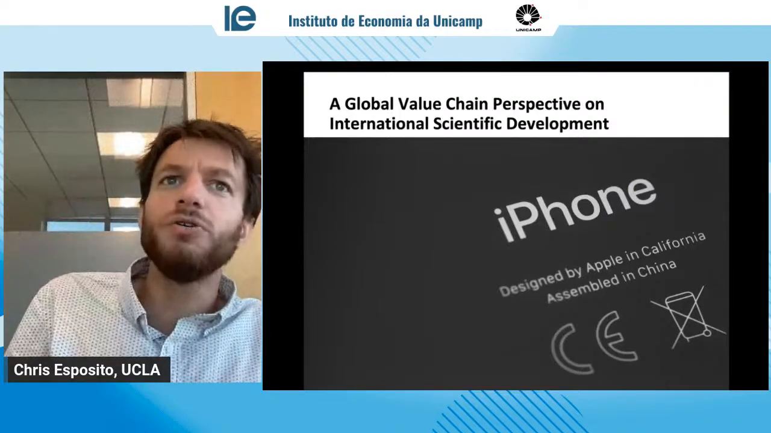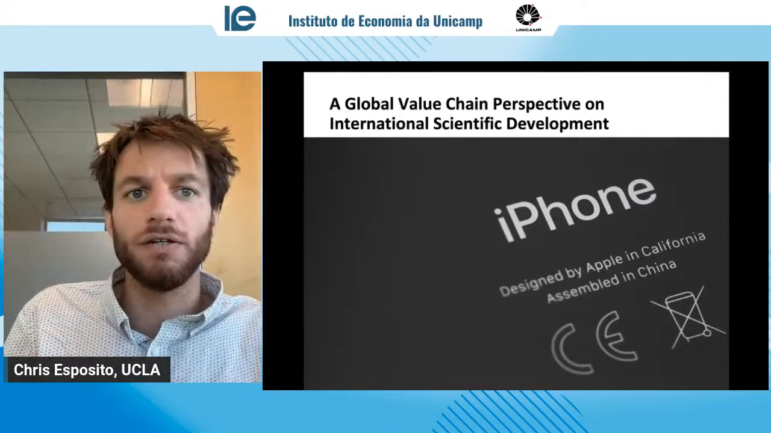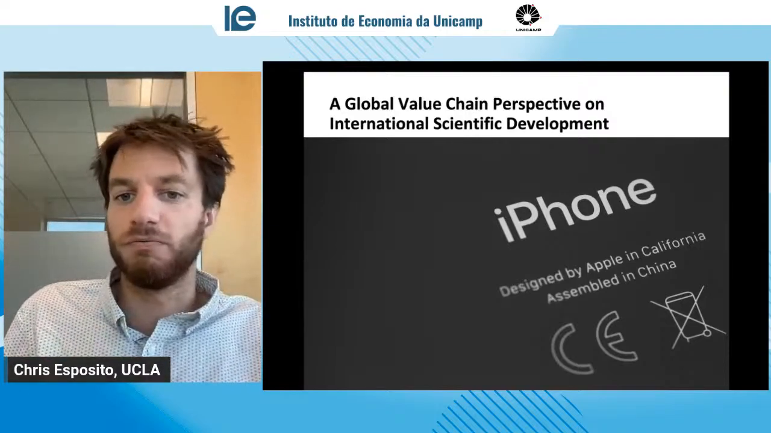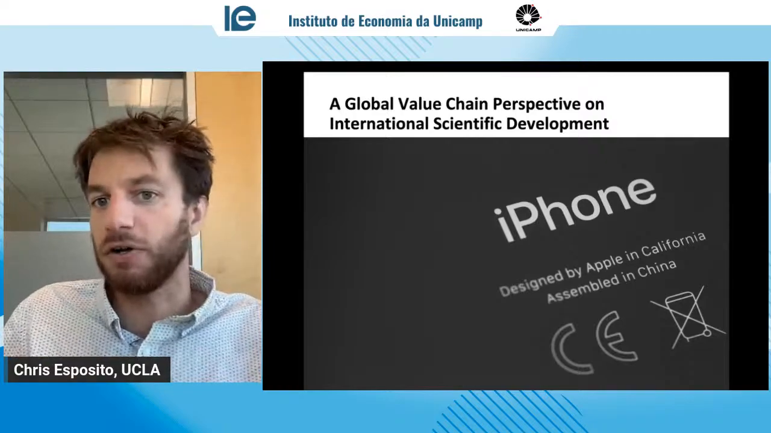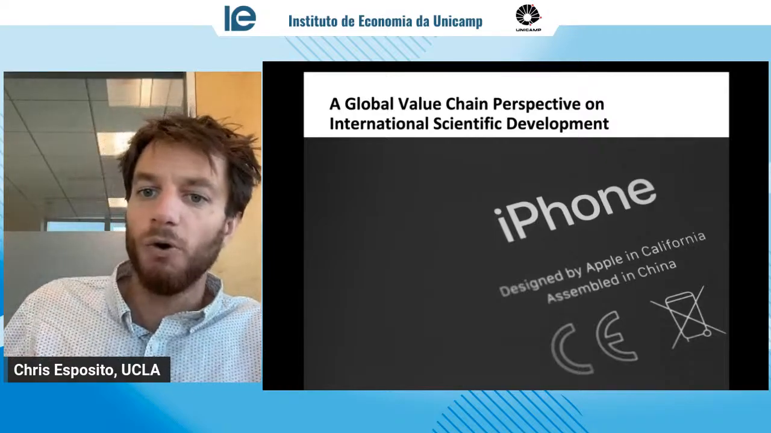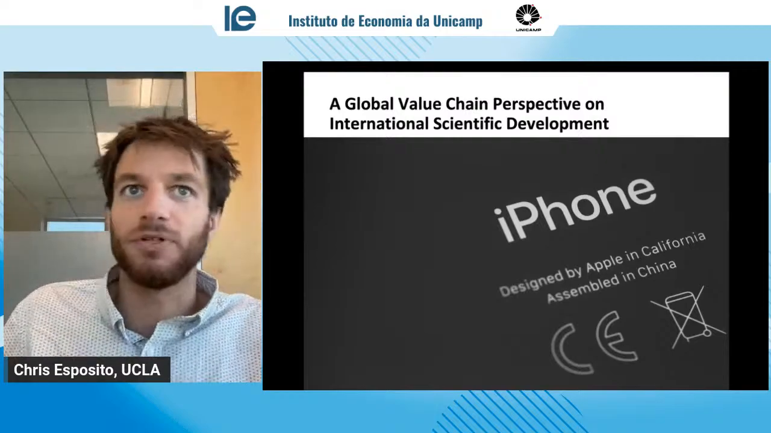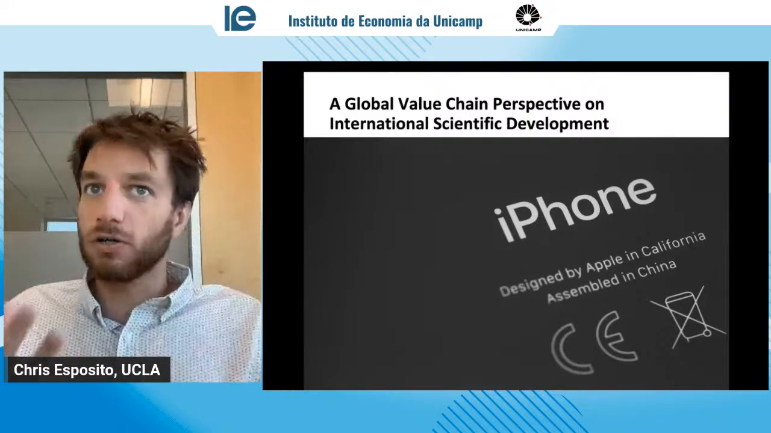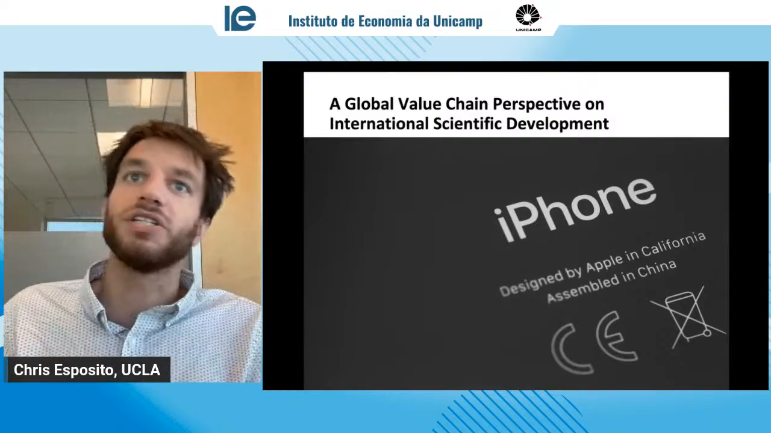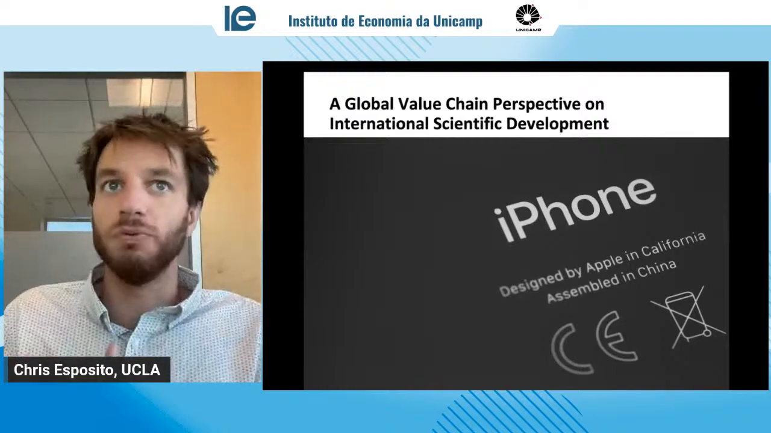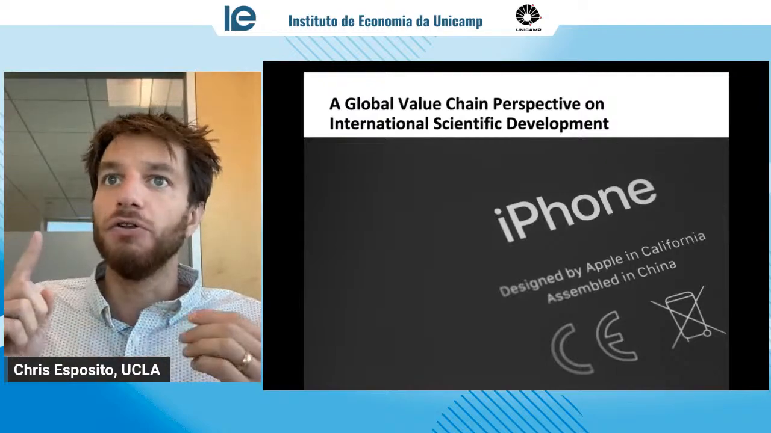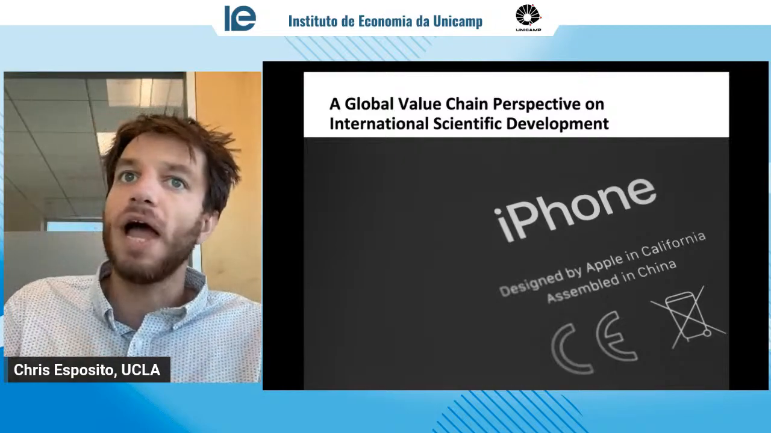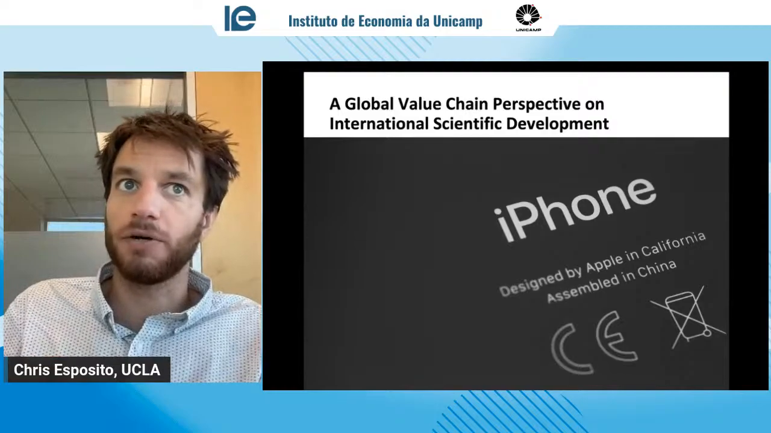So really what we do is we take this global value chain perspective on international scientific development, right? I'm here including an image of a phrase that we're very accustomed to seeing on all the Apple products, where Apple products are often designed by Apple in California, but assembled in China, right? And so this is suggesting a hierarchical relationship between the production that happens, in this case in California, relative to in China, where there's basically leadership and creative work being done in one location and more either manual or standardized work being done in another.